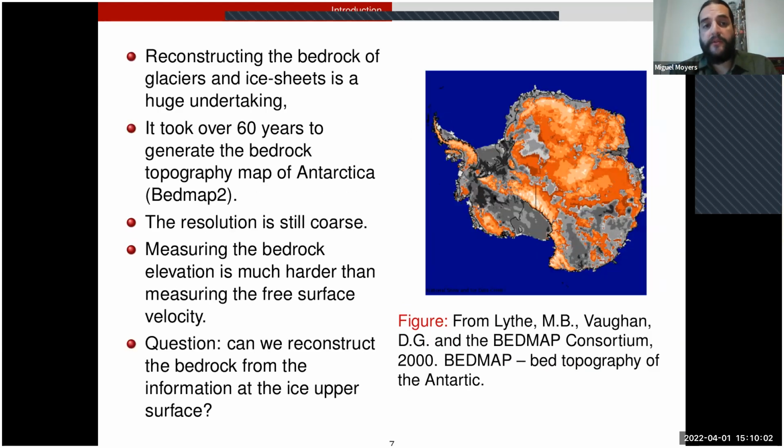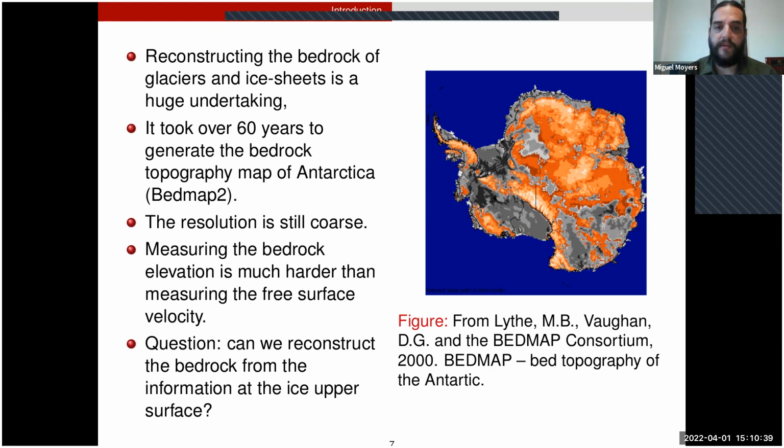Reconstructing the bedrock of glaciers and ice sheets is a huge undertaking. It took over 60 years to generate the bedrock topography map of Antarctica. That's Bedmap2, which is available. This picture comes from the Bedmap consortium. It's the bed topography of the Antarctic. It's a multinational undertaking, so it's massive. The resolution obviously is coarse. I mean, mapping Antarctica is difficult, right?